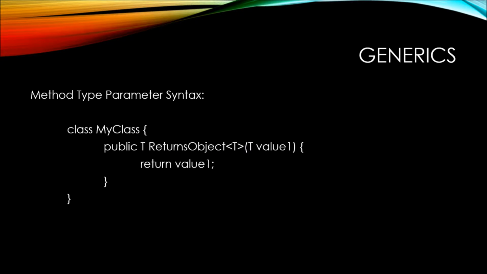For the syntax of a method type parameter, we can see the use of the capital T inside the angle brackets here at the end of the ReturnsObject method. Now that data type is again reused both in the parameter and the return type for this method.